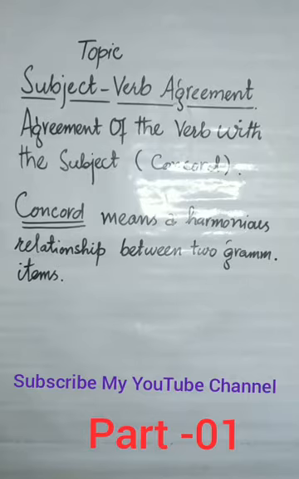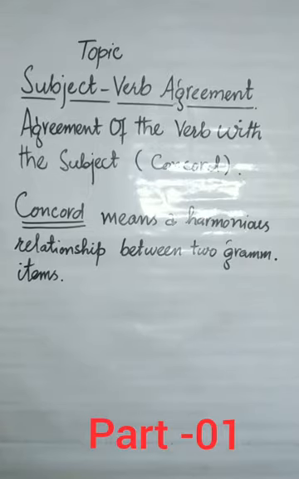It's subject-verb agreement. It's also called agreement of the verb with the subject. It's also called concord. What does it mean? Concord means a harmonious relationship between two grammatical items. Let me explain it here.